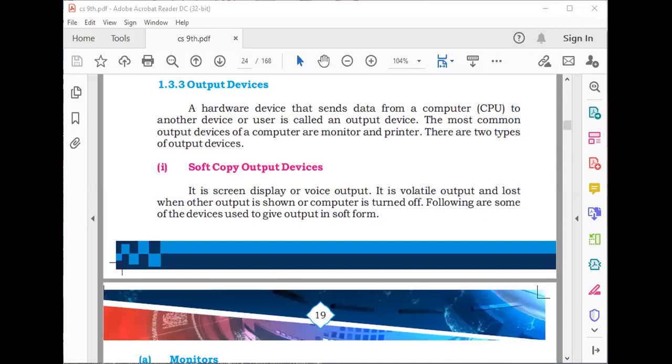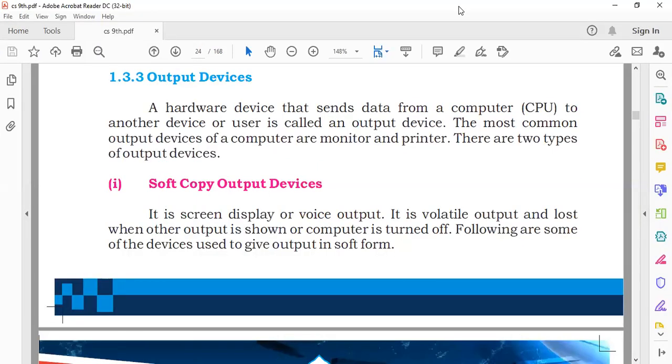Okay, as we covered the input devices, now we are going to deal with output devices. What are output devices and why do we use them? Output is something you get as a result when you give the input, and then you get your output as a form of the result from the processing.